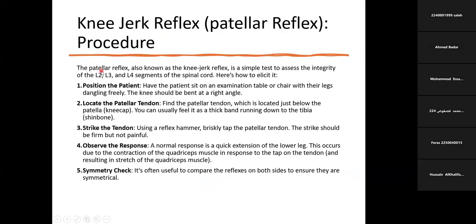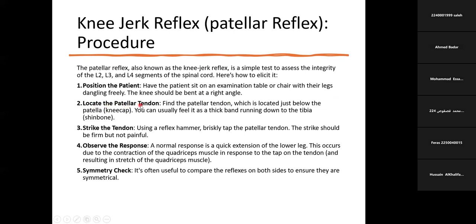So please read it carefully. This is known as the patellar reflex or knee jerk. We evaluate the lumbar 2, lumbar 3, and lumbar 4 segments of the spinal cord, to see if they are working fine or not. We make the patient sit on the examination table or the chair with their legs dangling freely. Meaning the foot should not be on the floor. It should be hanging. The knee should be bent at a right angle.